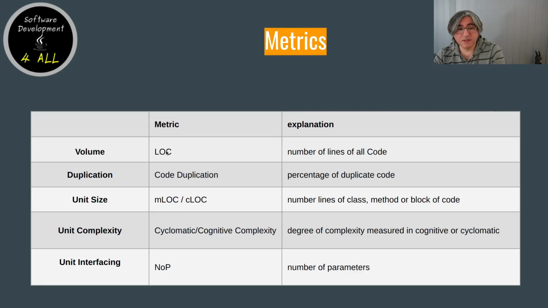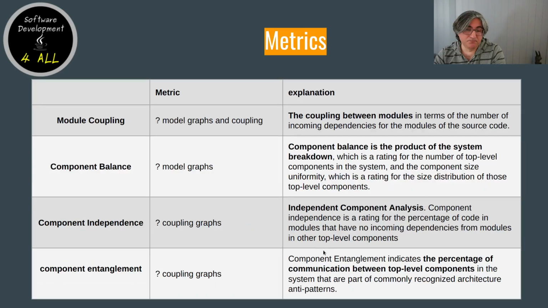So for the volumes we have a metric that's LOC, which is lines of code. Duplication can be calculated by percentages. Unit size is with mlog or clog, so method lines of code or class lines of code. Unit complexity can be measured with cyclomatic or cognitive complexity. There are multiple implementations, but they do not differ from each other that much. So unit interfacing is the number of parameters.